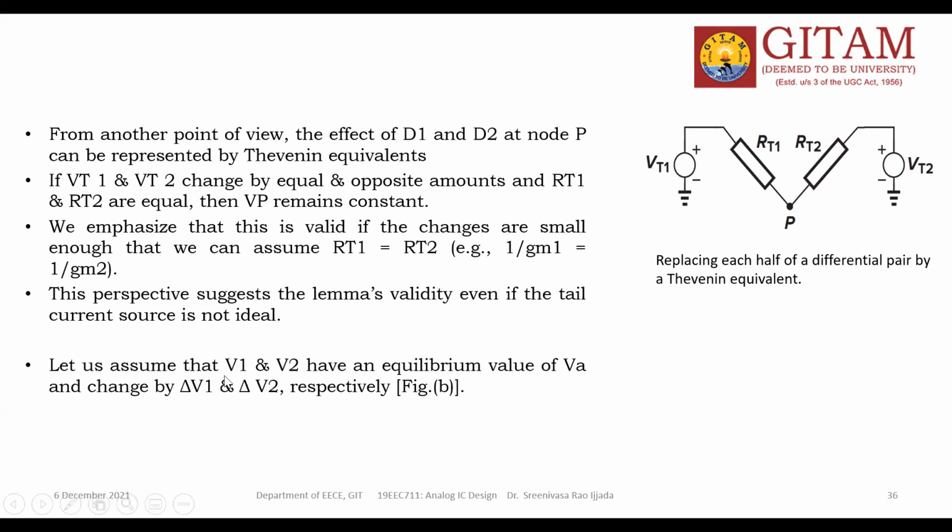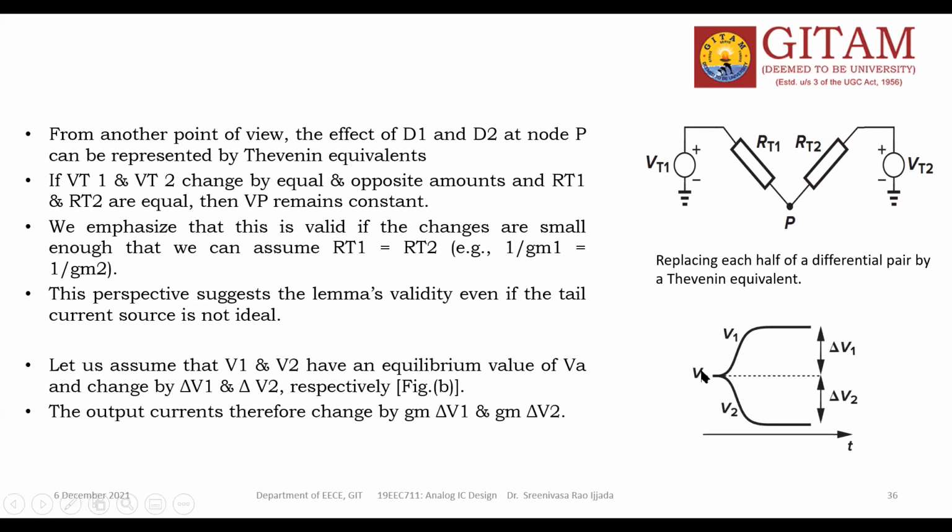So let us assume that V1 and V2 have equivalent values of VA and change by delta V1 and delta V2 respectively in the figure. Earlier this is the V0. This is the V1, earlier it was VIN1, this is VIN2. And then it is delta VIN1, sorry, delta VIN, and this is also delta VIN.